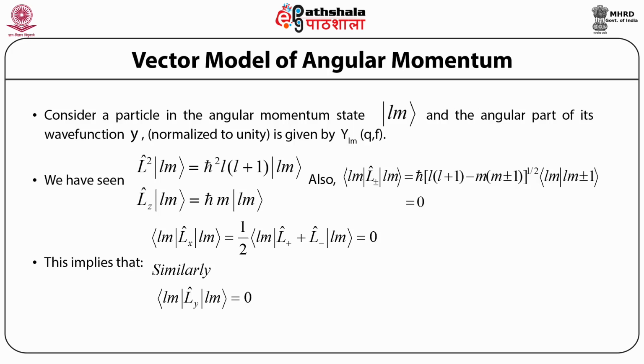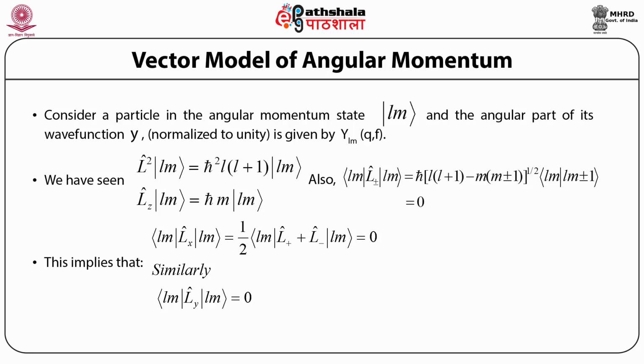Similarly, the expectation value of the ladder operator L minus is given by bra vector Lm ladder operator L minus acting on ket vector Lm, which is equal to h cross times bracket open L into L plus 1 minus M into M minus 1 bracket close to the power half times bra vector Lm ket vector Lm minus 1.